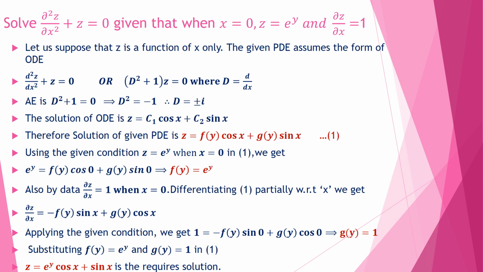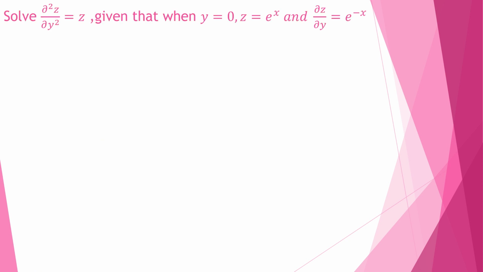Now let me explain another example. Solve dou square z by dou y square equal to z, given that when y equal to 0, z equal to e power x, and dou z by dou y equal to e power minus x. So here the only visible independent variable is y. The conditions given are: when y is 0, z is e power x, and when y is 0, dou z by dou y equal to e power minus x.